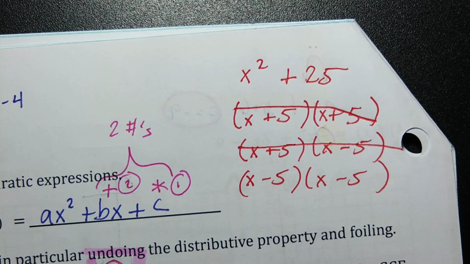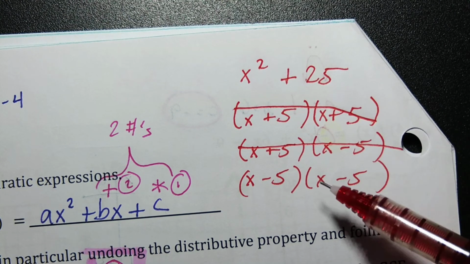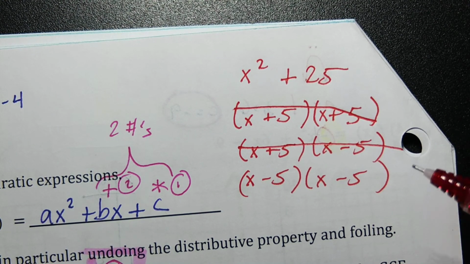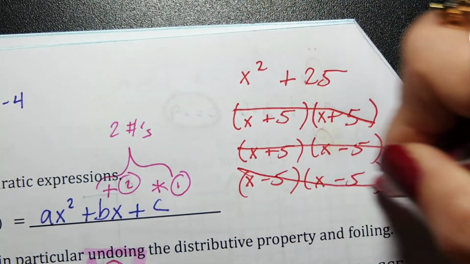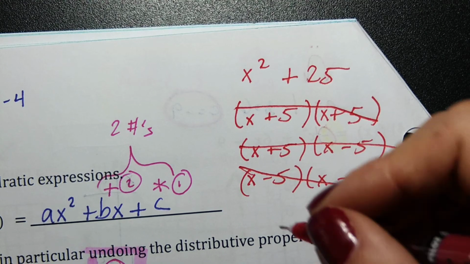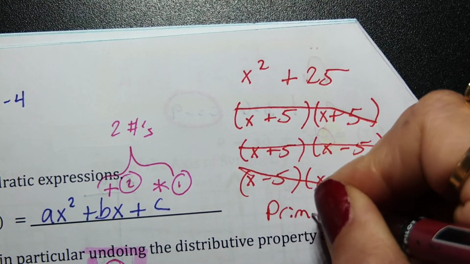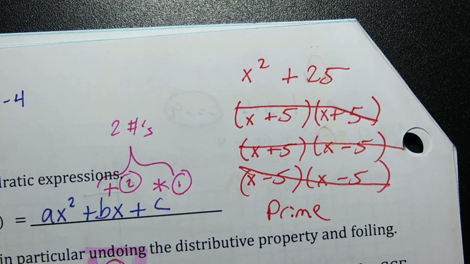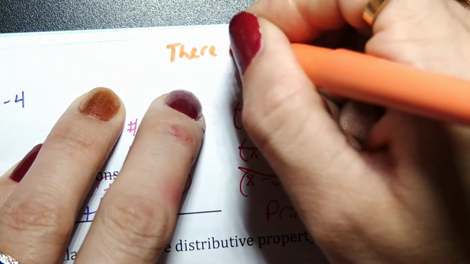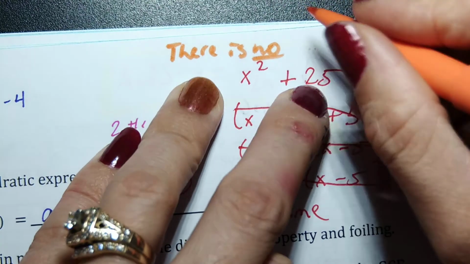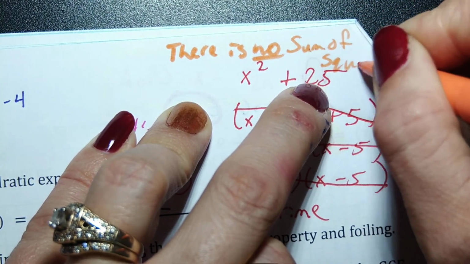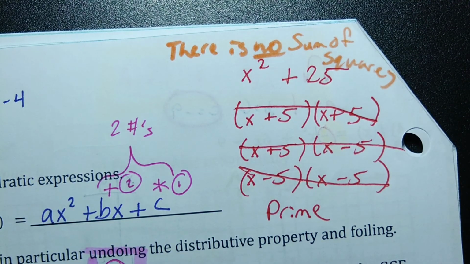It gives me a product of positive 25, but what sum number does it give me? Negative 10. So folks, what can we say about this expression? It's prime. And I just want you to put a warning by this that goes, there is no sum of squares. There is no sum of squares.